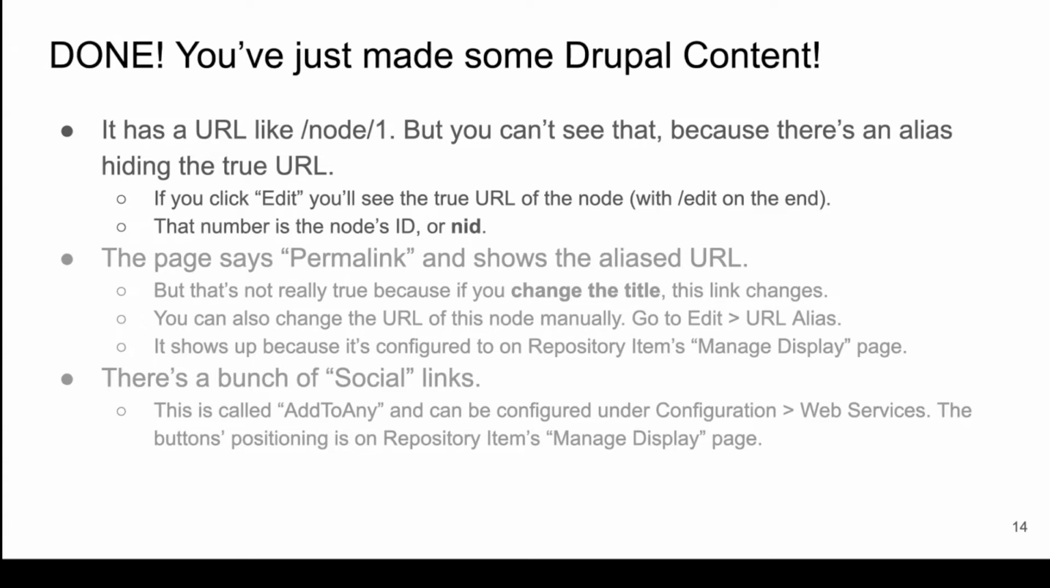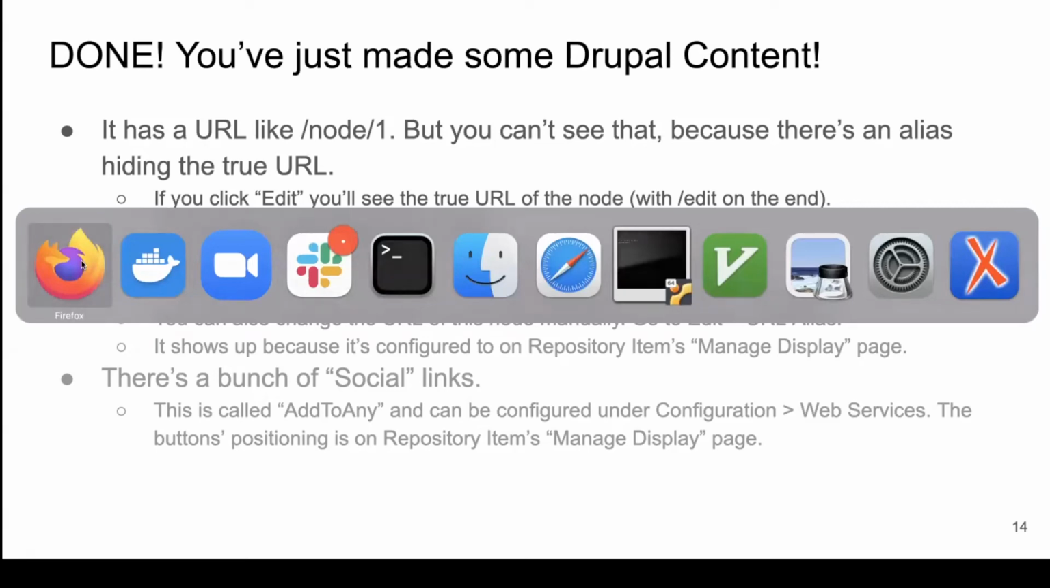You can't see that because on the install profile, they use path auto to generate URL aliases. So if you've made a node, it has some nice human readable URL, like /Islandora/ the title of my node. You'll also see, I'm just going to pull up the sandbox.